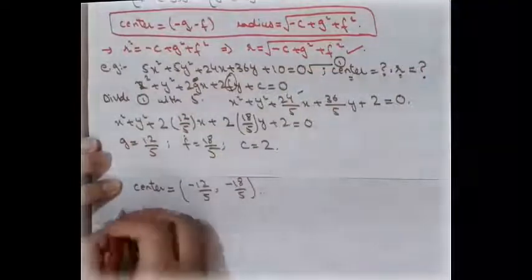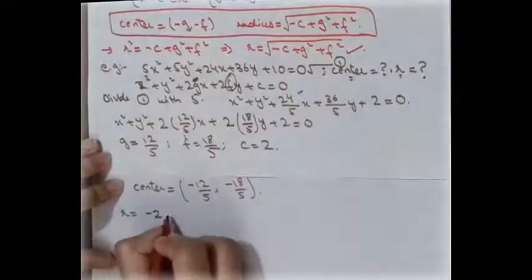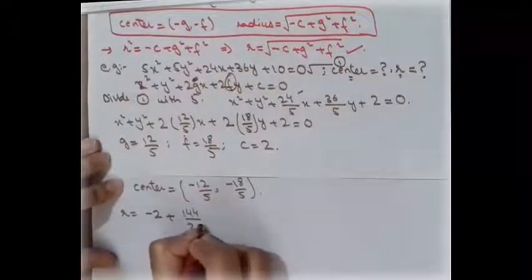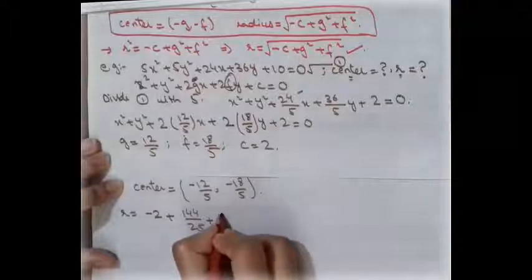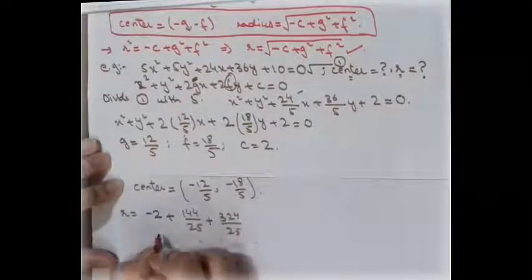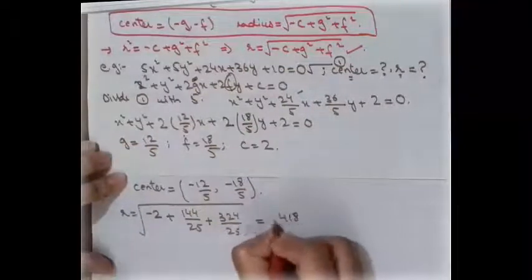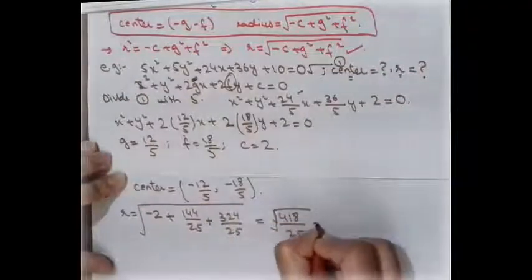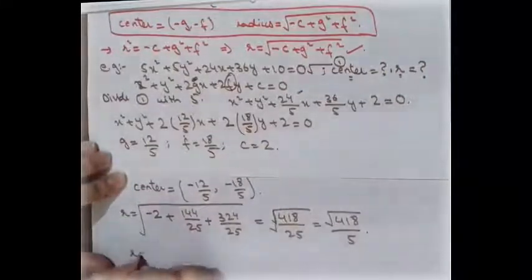Now we have to compute our radius, which is r. The value of c is 2, so it will be minus 2 plus g square, which will be the square of this term, so it will be 144 over 25. The sign is plus and the square of the factor f, which is 324 over 25, and the whole term is under root. After solving this, it will be root 814 divided by 25, which is equal to root 418 over 5. So this will be the radius.